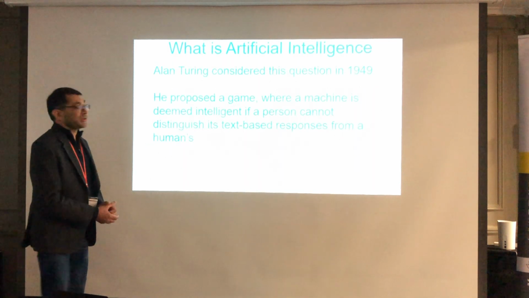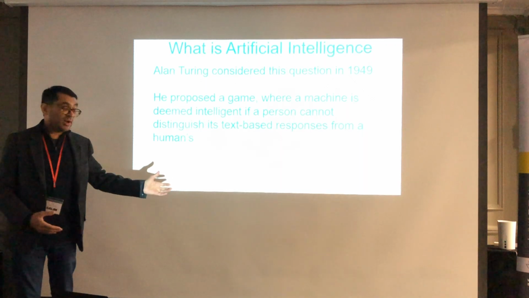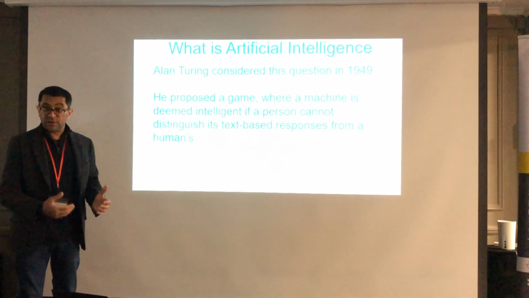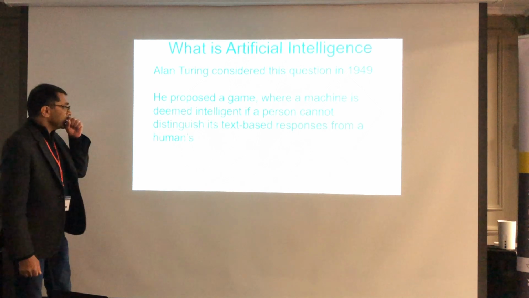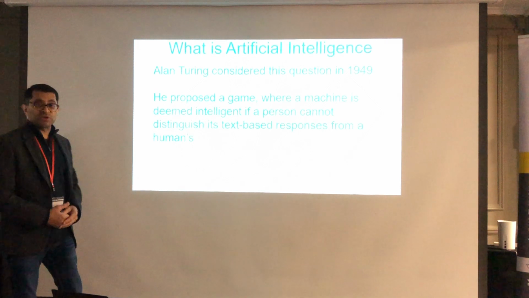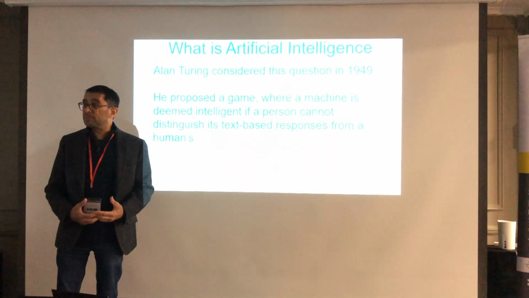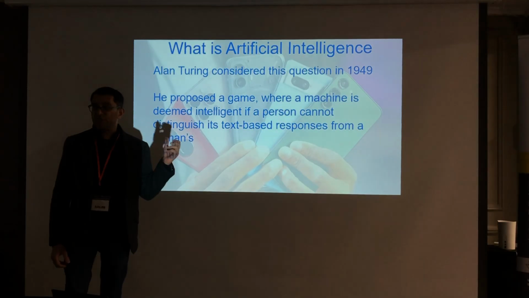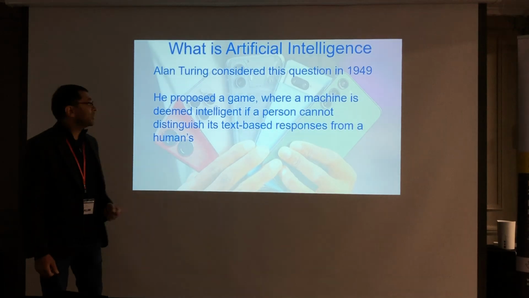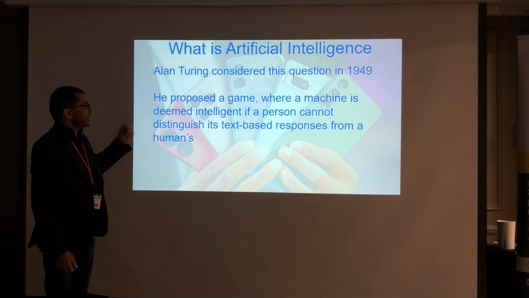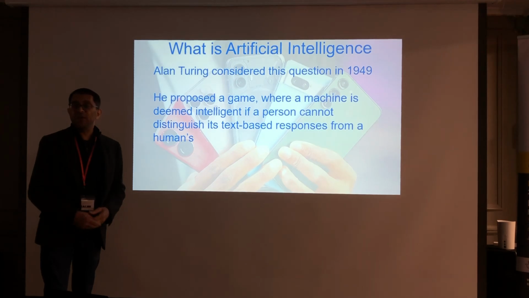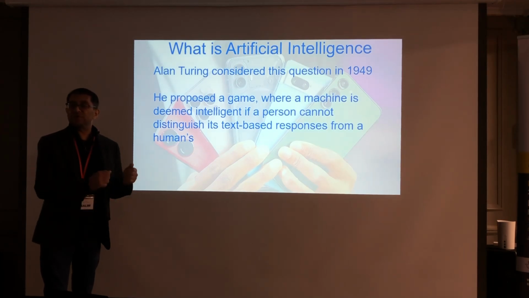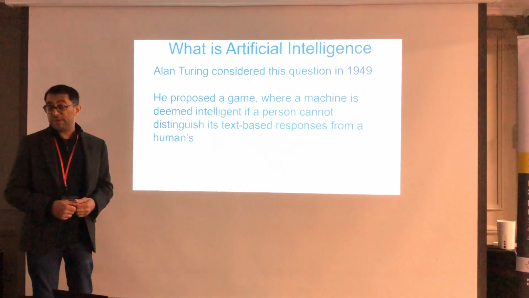So Alan Turing actually considered this back in 1949, a long time ago. So AI is not particularly new. The concept of machine intelligence. Alan Turing, probably considered the father of modern computing. He was the chief code breaker at Bletchley Park in the war. He came up with a very neat idea. He said a machine can be considered to be intelligent if another person can't distinguish it from a human being.